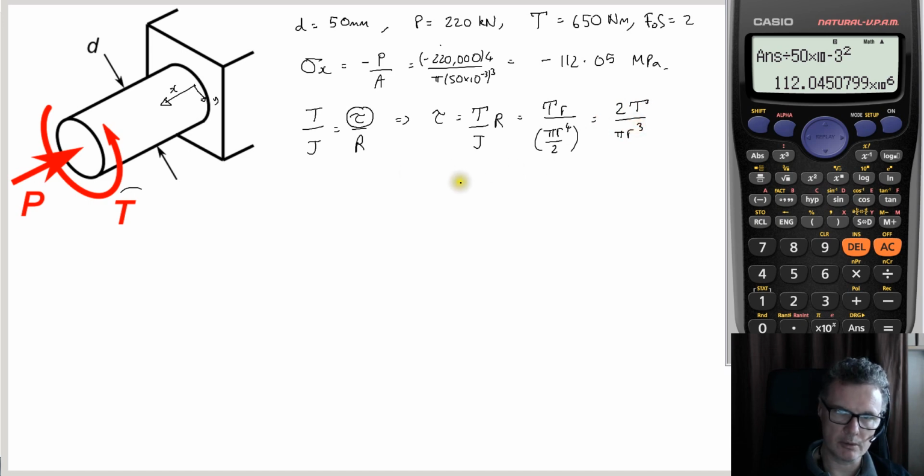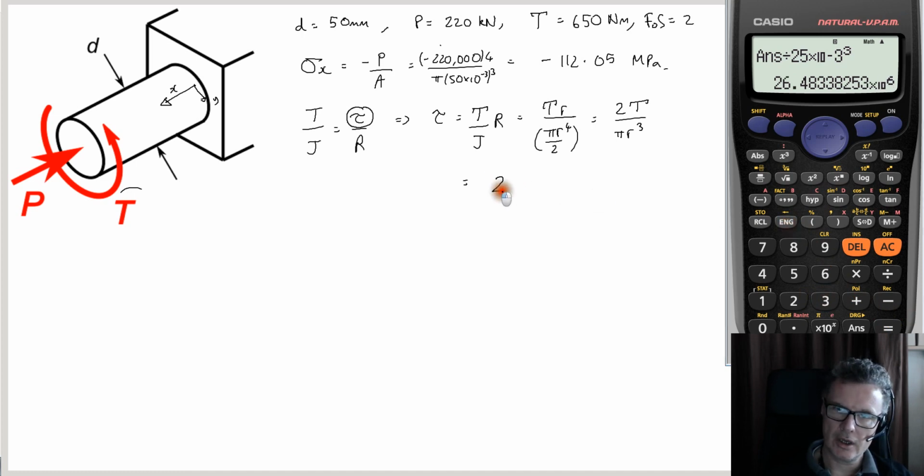So we're ready to put the numbers in. So 2 times 650 divided by pi divided by, okay, I'm using radius here, so 25, don't make a mistake there, to the power of 3.